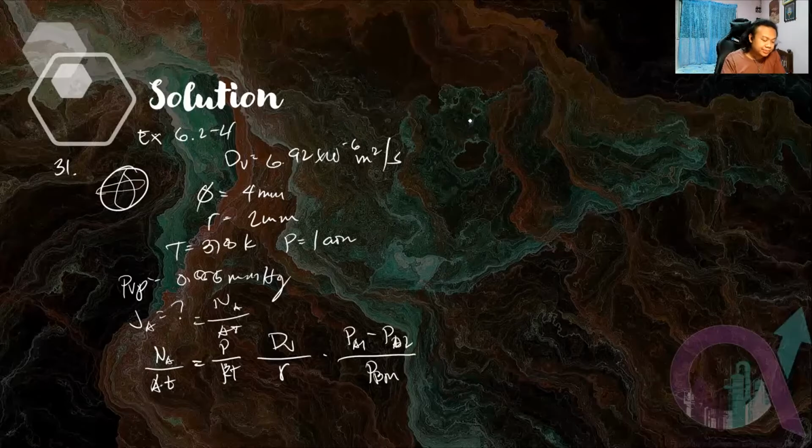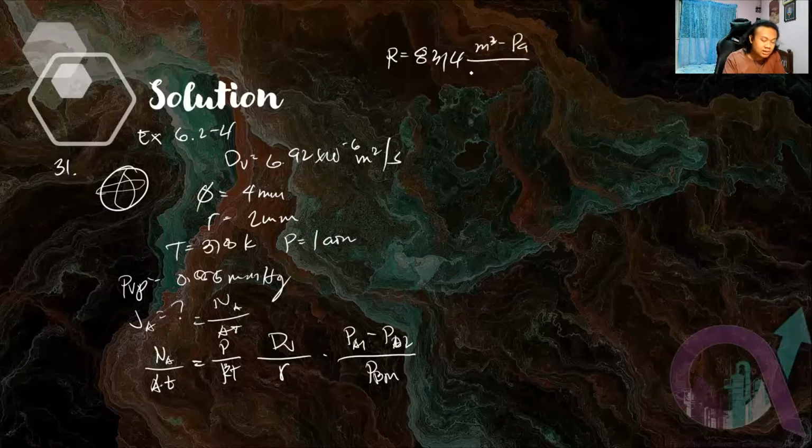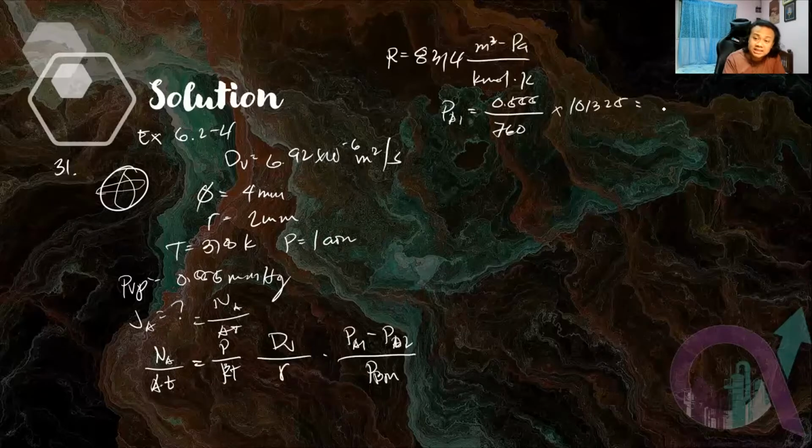Okay, so what values will we use? So R is equal to 8314. This is in cubic meters per Pascal over kmole K. So PA1, this is easy because you just have to divide this by the atmospheric pressure, 760 or 1 atm, and transform that to pascals. You have 74 pascals.